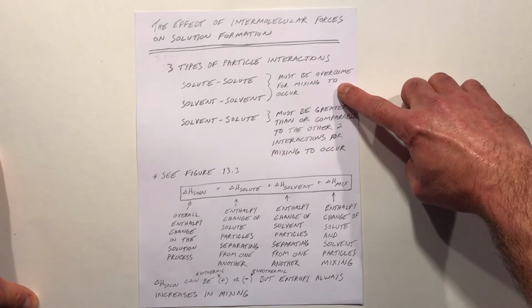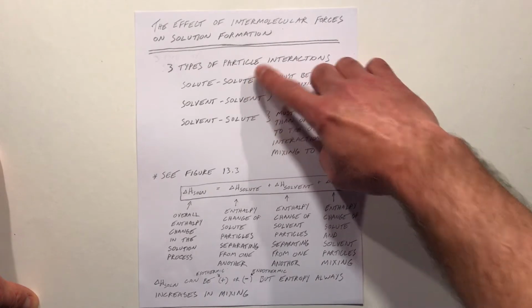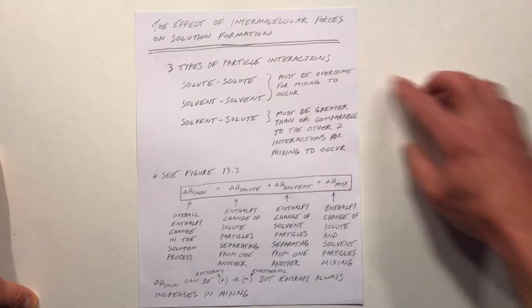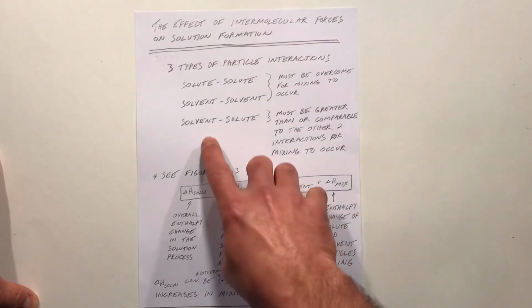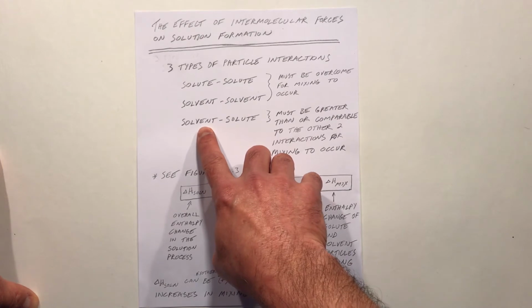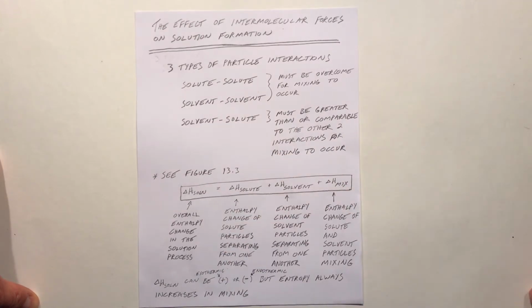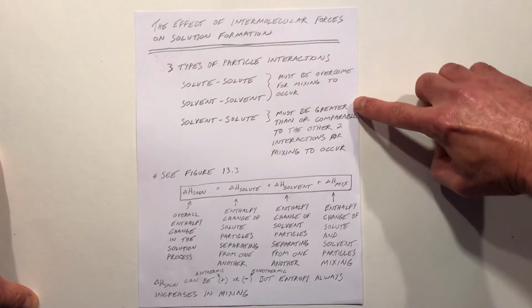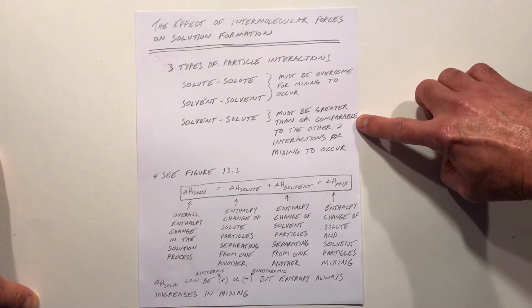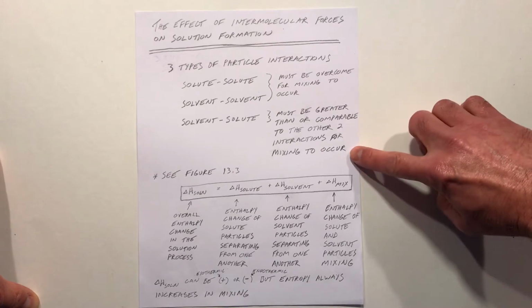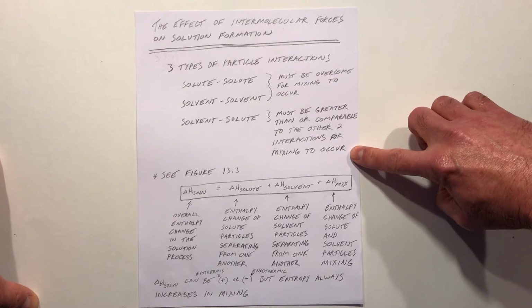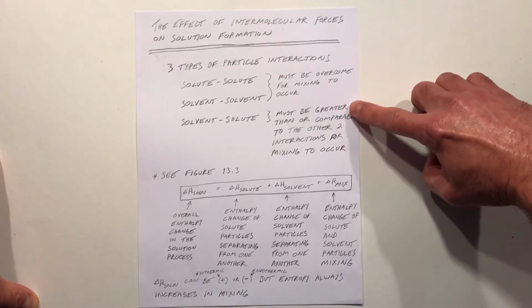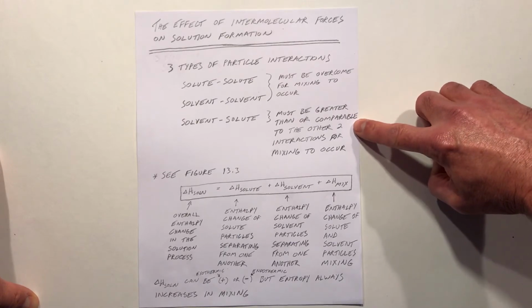Now these must be overcome. You have to break apart the solute particles from each other and the solvent particles from each other for mixing to occur. And then also, solvent particles and solute particles have to be attracted to each other. And that solvent-solute attraction between the particles needs to be greater than or comparable to the other two interactions for mixing to occur.